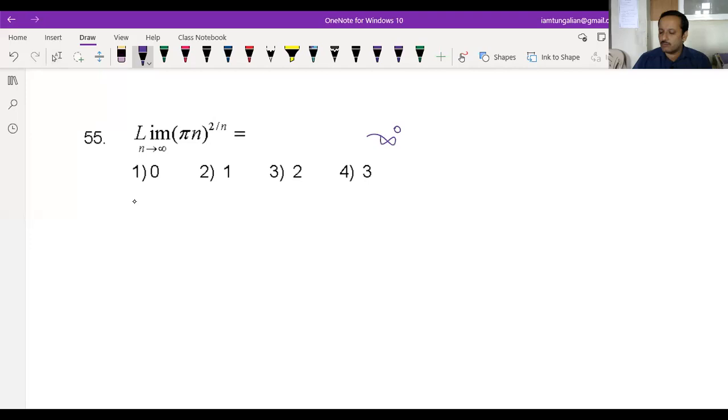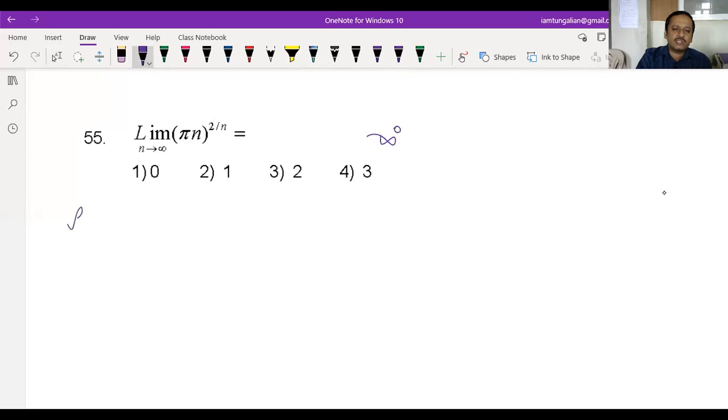It will be infinity to the power 0. Don't write this as 1. You have been told that anything to the power 0 is equal to 1. That is true only when the base is not infinite, so you can't do that. Infinity power 0 is an indeterminate form. So for this particular problem, we have to use a different method which we haven't used for any of the problems, that is by taking log.